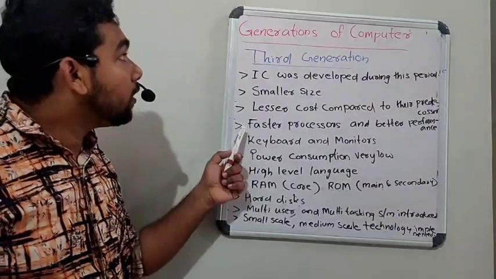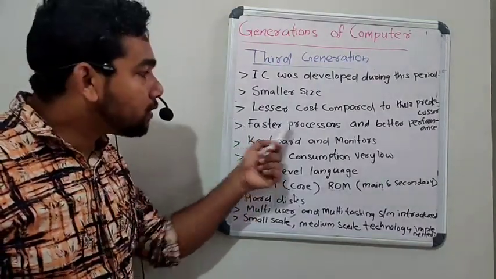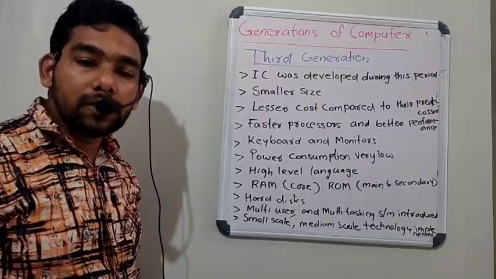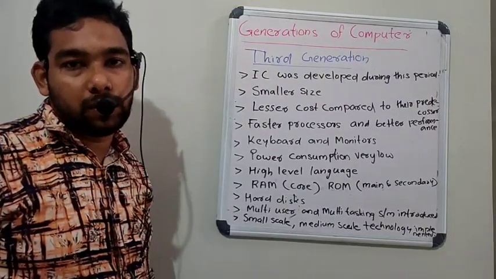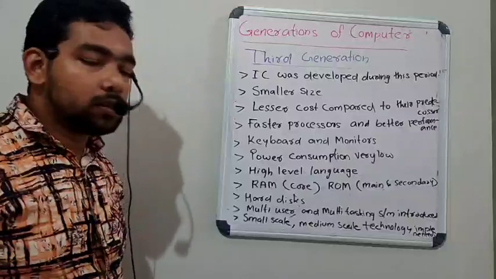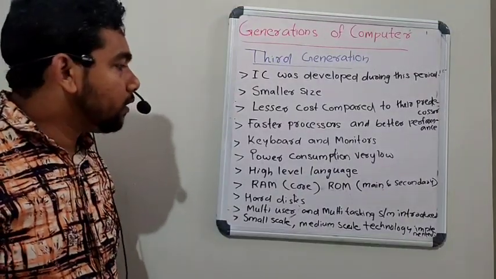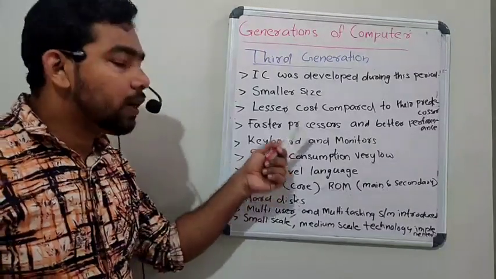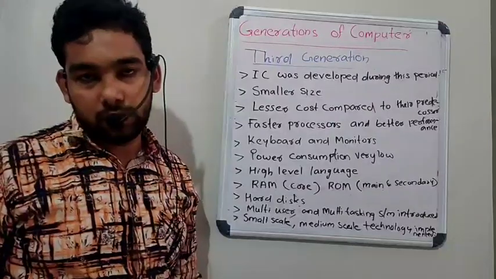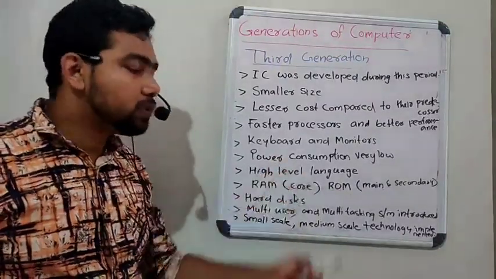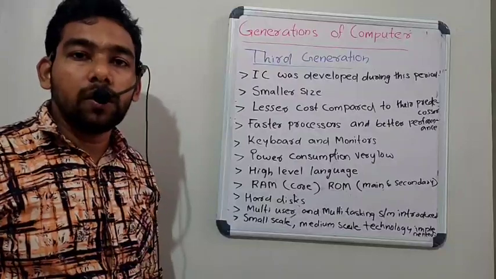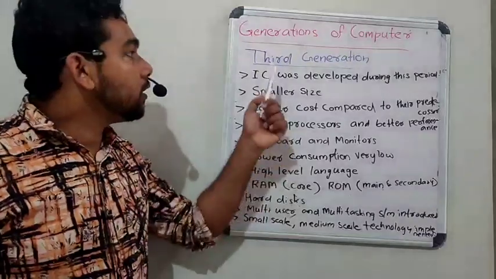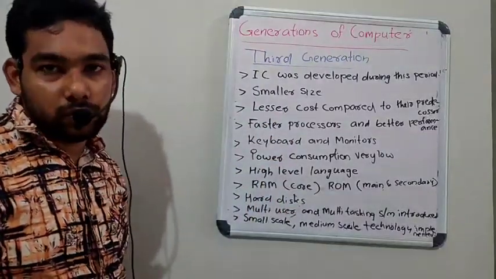Also, third generation computers have faster processors and better performance, so operations are very high speed. And keyboards and monitors were introduced in this generation. So input and output devices were implemented in third generation computers.